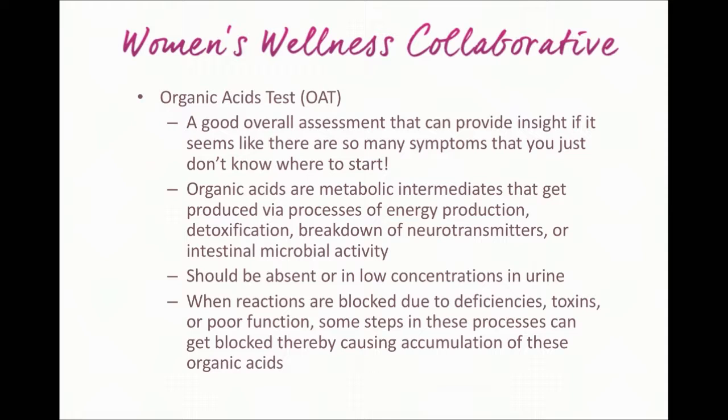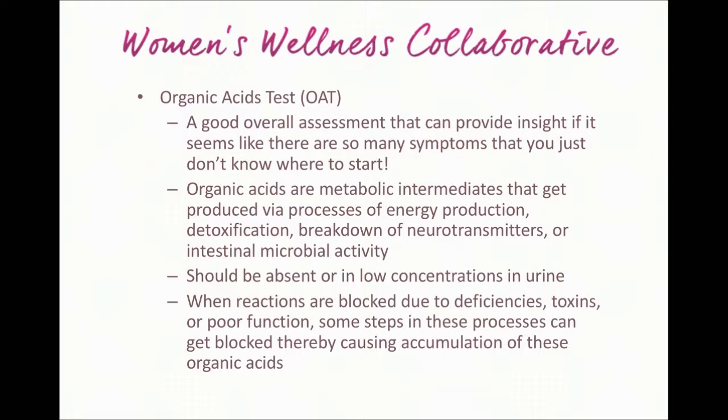Organic acids are actually metabolic intermediates. So basically they're all these processes that our body's going through all of the time, and there are several different reactions that go along in those processes. I don't know if you remember back in biology, like the Krebs cycle, and there are several different steps in that process, and there are intermediates that get produced at each of those different steps.